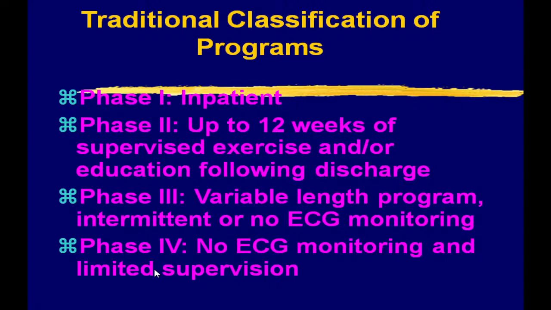Now, the traditional classification of cardiac rehabilitation programs. First phase, it's inpatient. Second phase, it's up to 12 weeks of supervised exercise and/or education following discharge. Phase 3, a variable length program, with intermittent or no ECG monitoring. Phase 4, no ECG monitoring and limited supervision.